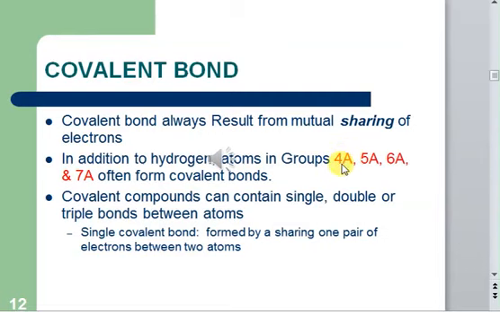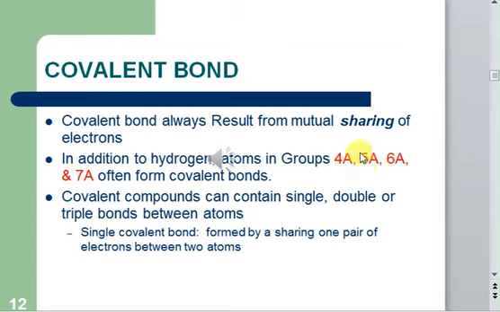Similarly, 4A cannot gain 4 electrons either, because in that case it will get a 4 negative charge. Having a 4 negative charge is a very huge thing, because there will be repulsion between the new electrons and the original electrons of the atom. So 4A will not form an ionic bond, because it can neither lose nor gain electrons. What it does is sharing. It can share 4 electrons either with atoms like itself or with hydrogen atoms, or it can form covalent bonds by sharing electrons with 5A, 6A or 7A atoms.